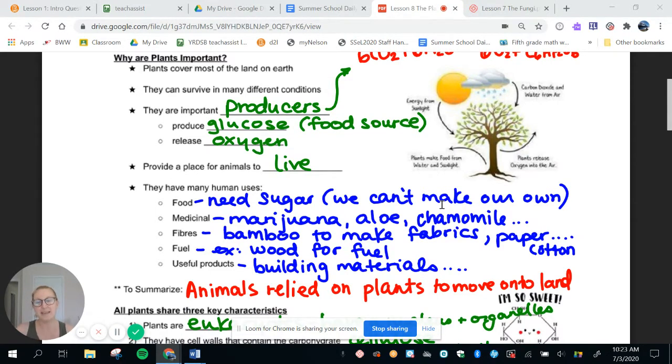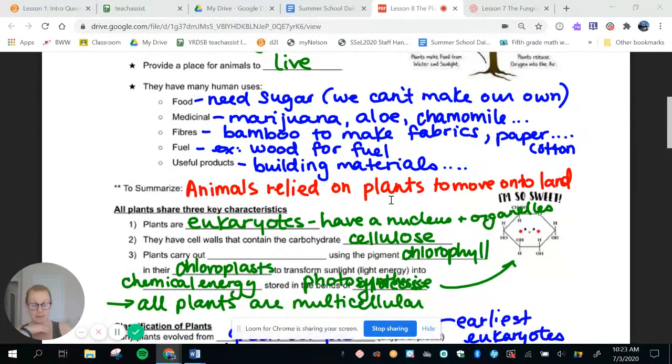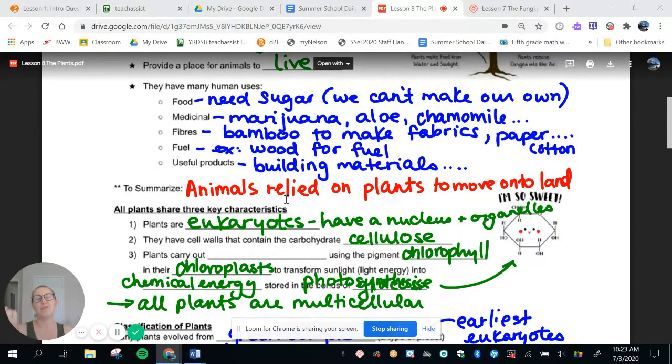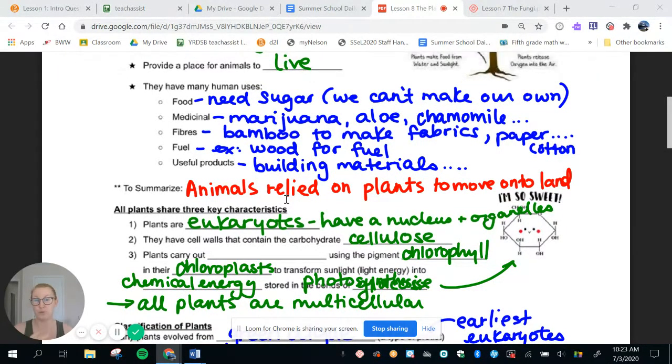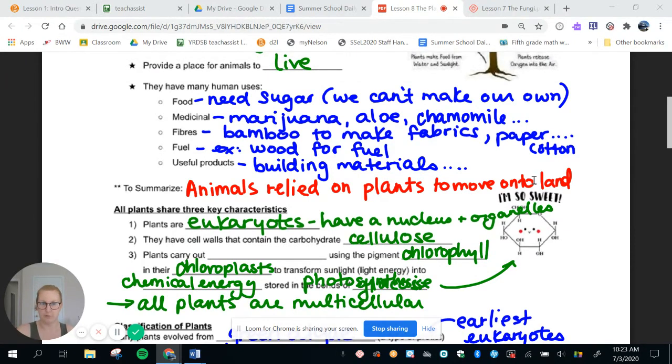Okay. The big thing I want to mention in this section, because we, as I said before, are going to talk more about it in the last section, animals really have relied on plants to allow us to move to land. And the really big reason why, in addition to all the things we use them for, is that they produce lots of oxygen for us. And as heterotrophs, we need that oxygen and also that sugar to be able to actually survive.